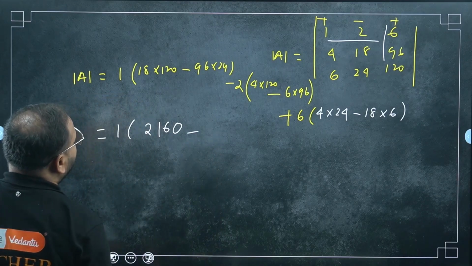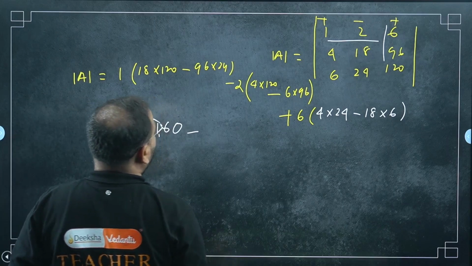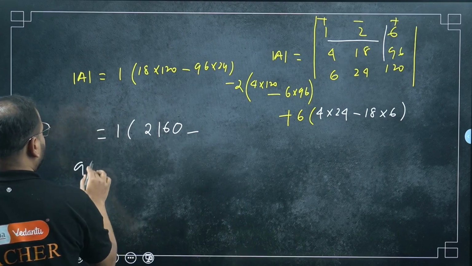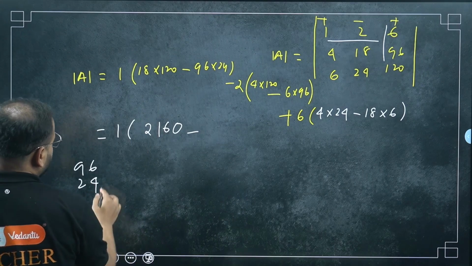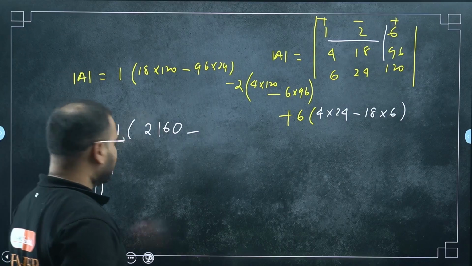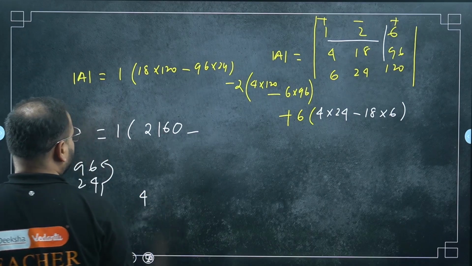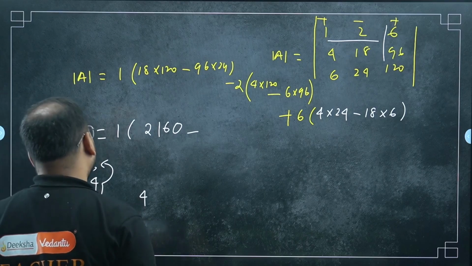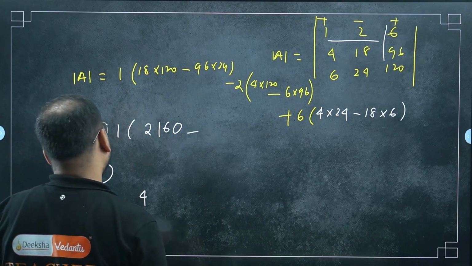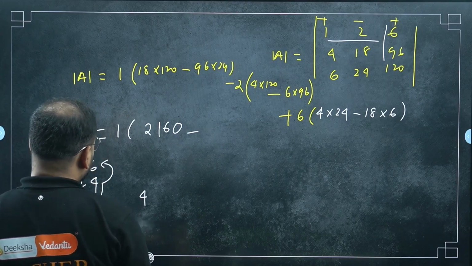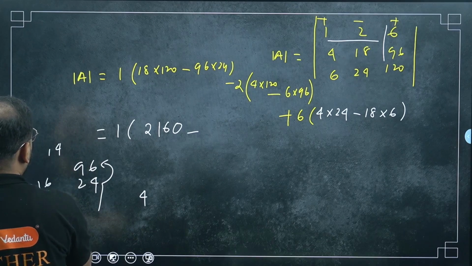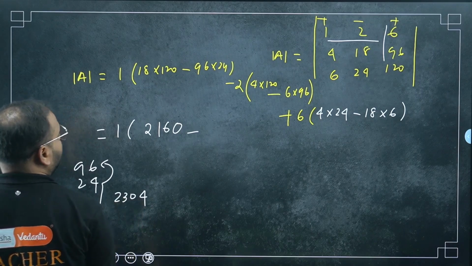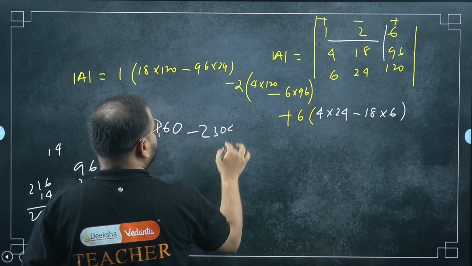Now 96 times 24. So 24 times 6 will be what? 24 times 5 is 120. So 144 I guess. 144 means 4, I have 14 in hand. So 24 times 9 is going to be what? 216. 216 plus 14. How much is that? 230. So answer is 2304. Please cross check.